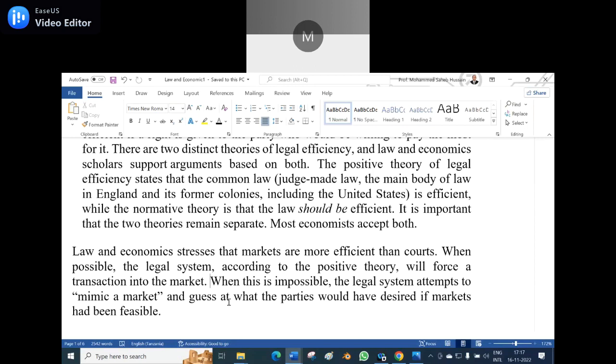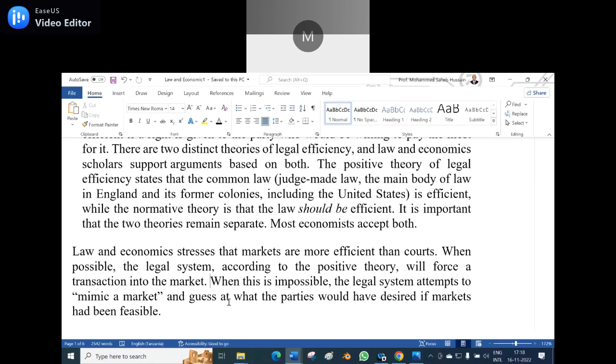Yes. So when this is impossible, the legal system attempts to mimic a market. Suppose it is not beneficial, then they will apply the market system. Mimic means, do you know what mimic is? Imitation. Yes, I appreciate. Mimic means imitation.